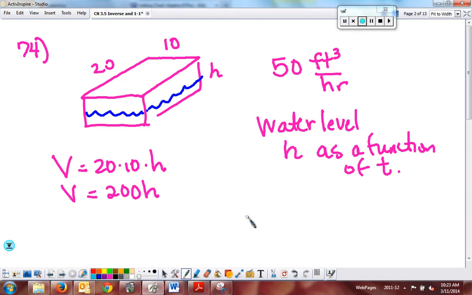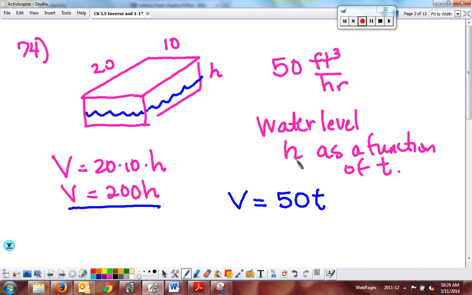Yes. Per hour. That means that the volume is 50 times the number of hours. All right, so we'll do 50T. Well, I haven't got to the height yet. I'm not done. You're right, I'm not done. All I have done at this point is write down a volume as a function of height, and I have written volume as a function of time.